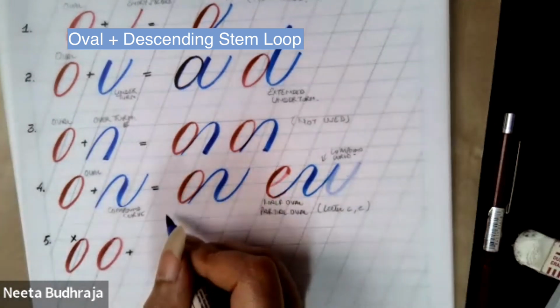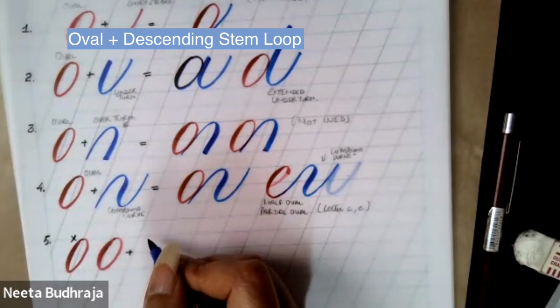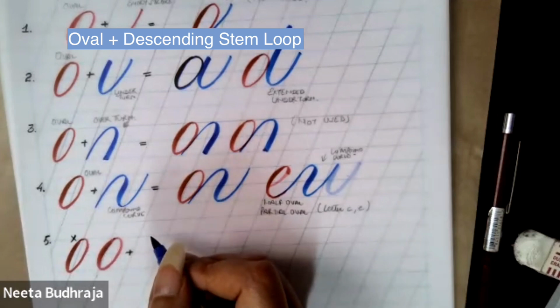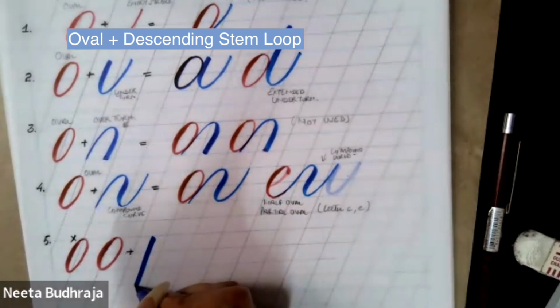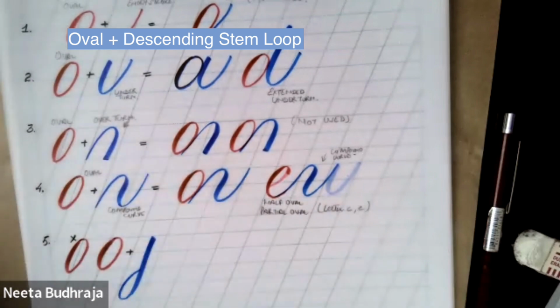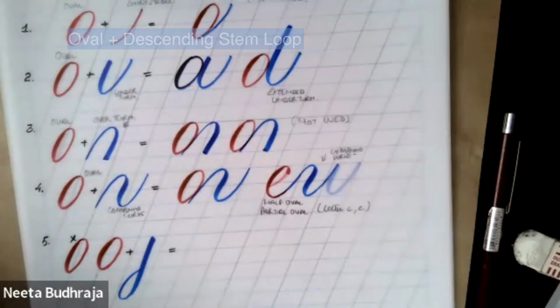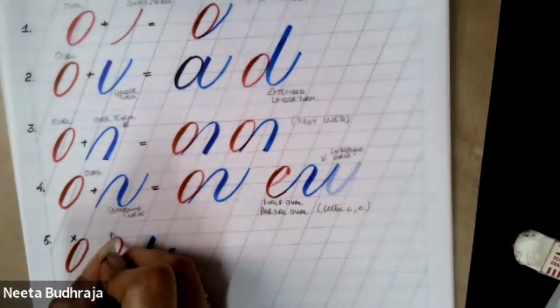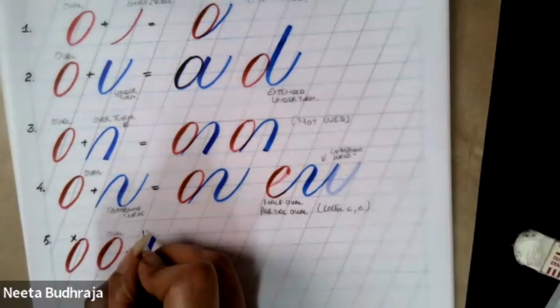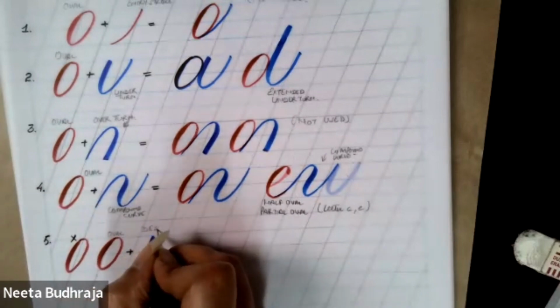I haven't left the space above, so it will get cluttered. So let's do our descending stem loop first. So if I am creating my descending stem loop, and let's see, do you remember which stroke this is now? Or which letter will it create? So this is our oval, and this is our descending stem loop.